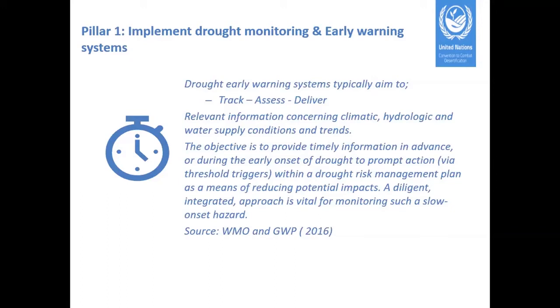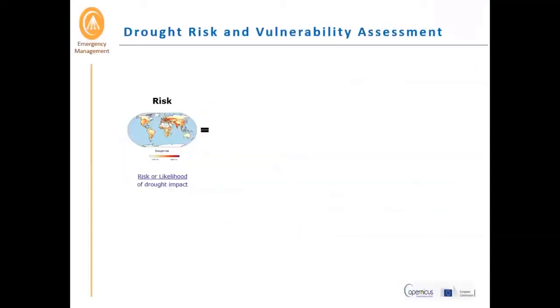So a diligent, integrated approach is vital for monitoring such slow onset hazards like drought. As I said, I was just trying to show you the two maps. The risk of drought is the most important thing that we are trying to work on. Hazard is the probability of a drought event with a certain severity. So it is going to happen because of climate change. Drought frequency and severity are going to increase, in terms of spatial extent also.